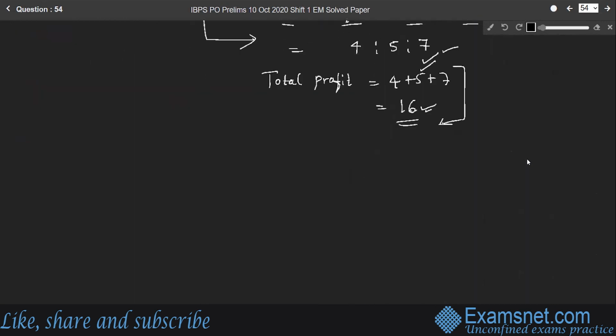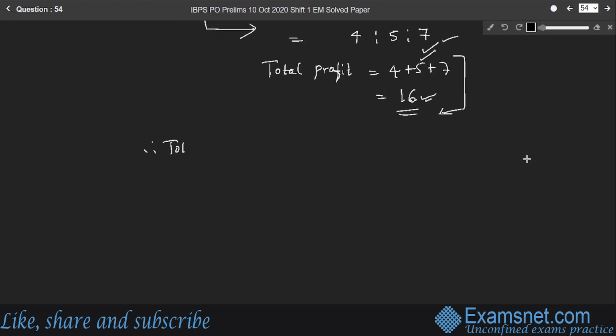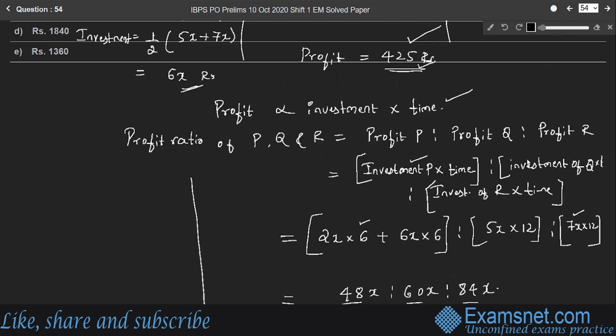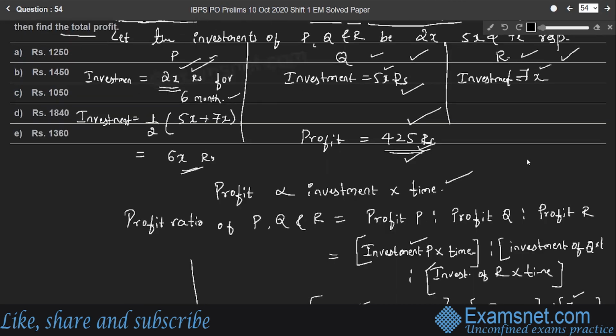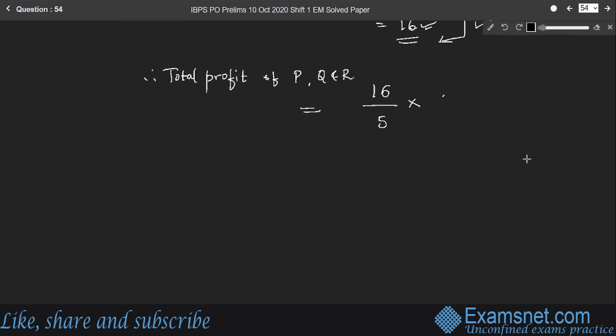Therefore, the total profit of P, Q and R, depending upon the profit ratio: if 5 is Q's profit, 16 will be the total profit. Therefore, if 425 is Q's profit, it is 5 into 85, so 85 into 16. So you will get 16 into 85.